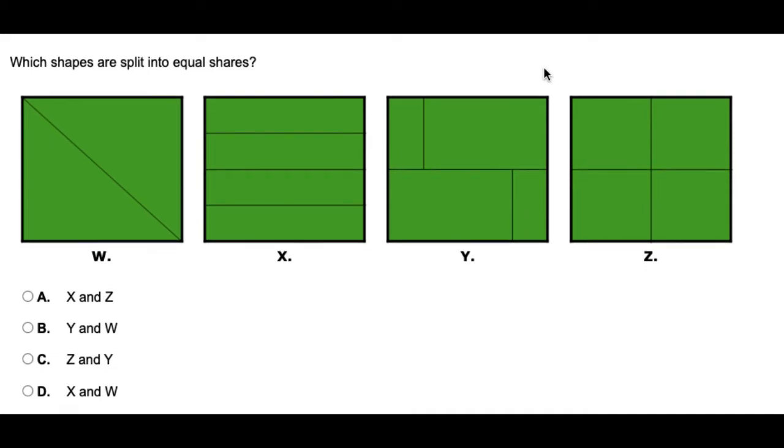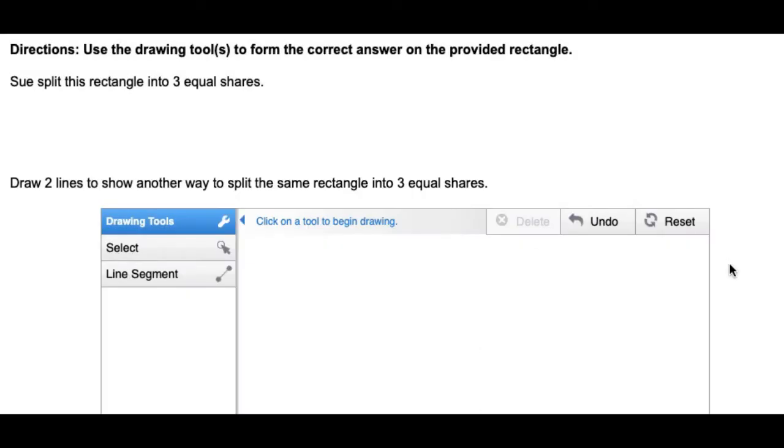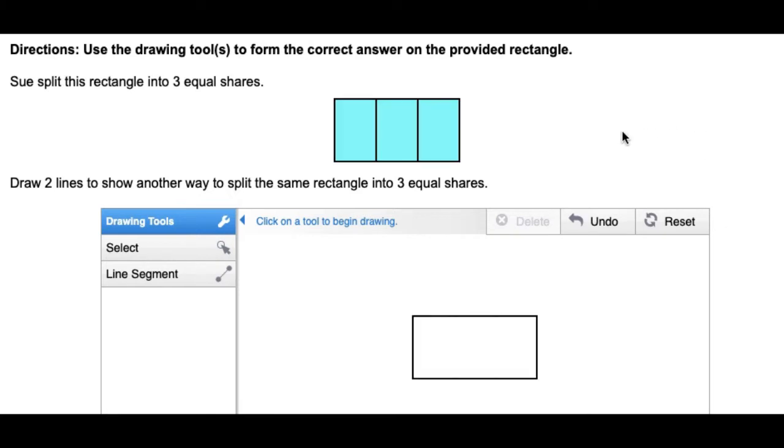Okay, now what can we do? Let's see. I don't think it's W. It's X and Z. Because we are not sure W is an exact square or not. It can be a rectangle. Yeah, it also looks a bit more. We'll just go to the next one.